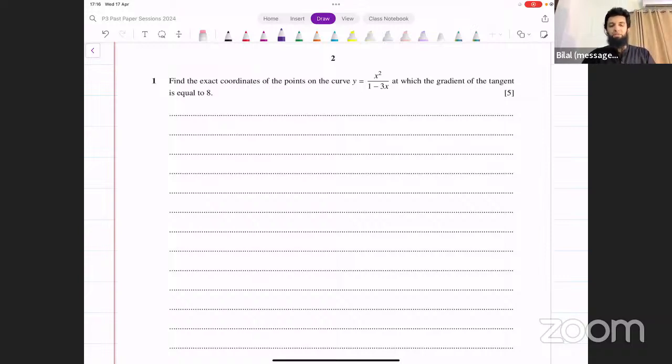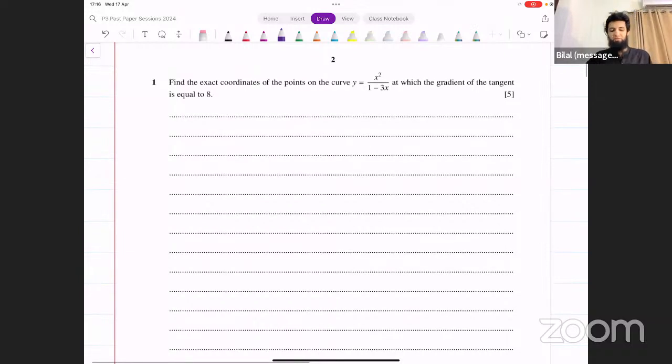Okay, now let's start with this. This is the first paper that we're doing. We're going to do this paper completely. Let's start with the first question. It says, find the exact coordinates of the points on the curve at which the gradient of the tangent is equal to 8. Okay, so we have some curve.